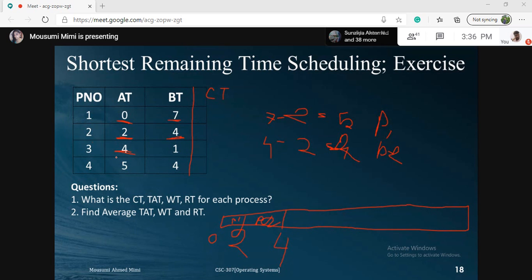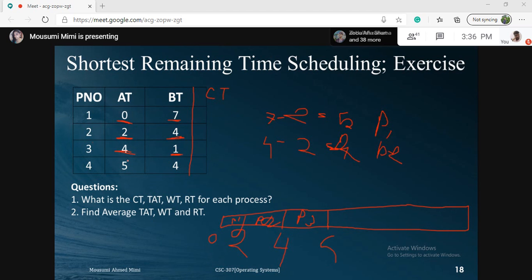Now look at process 3. Within 4 seconds, process 3 has come. Look at the burst time. Its burst time is 1, while process 2's remaining burst time is 2. So the smallest is now process 3. So I will place my process 3 here. And 4 plus 1 equal to 5. So within 5 seconds, my process 3 is done.